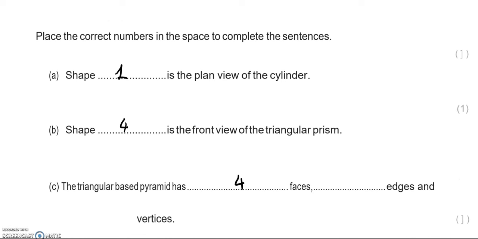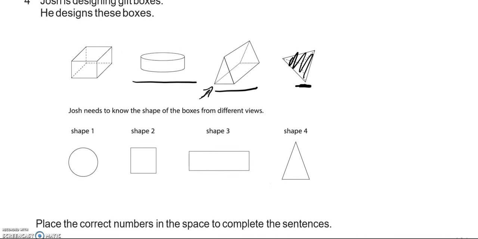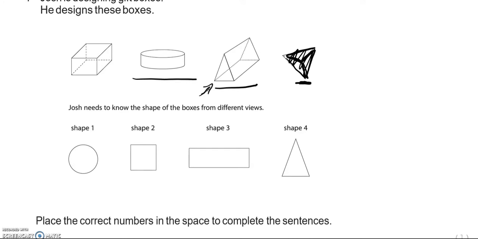How many edges does it have? An edge is the part where 2 faces meet. So if I am able to show it here, this would be an edge. This would be an edge here. This would be an edge. And this one, this one, this one. So 3 and 3, that is 6 of them.